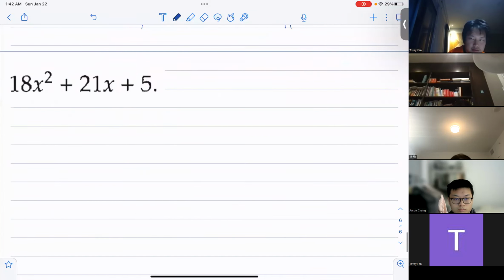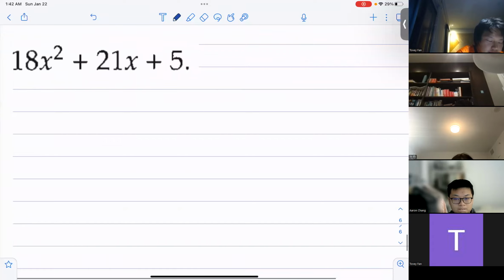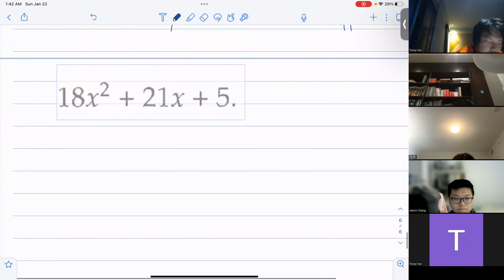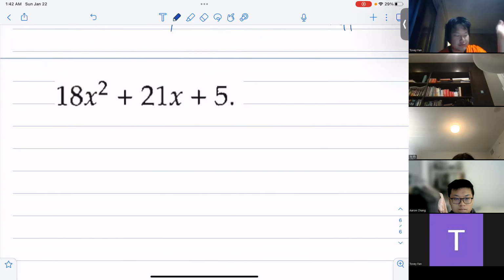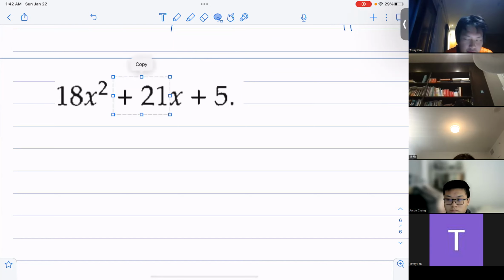Now again, the first two numbers should multiply to be 18. So that means you have a bunch of choices. Let's have a look. Okay. Notice the last number. The last number is 5. So that's very easy. Only 1 and 5, right? And they shouldn't be negative because the middle number is positive, right? So you can easily write down 1 and 5.